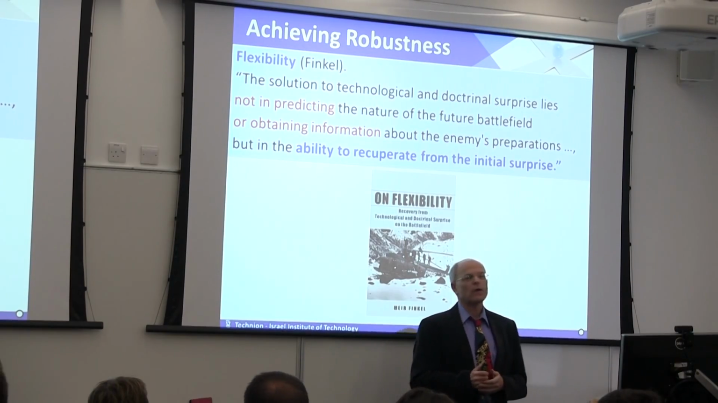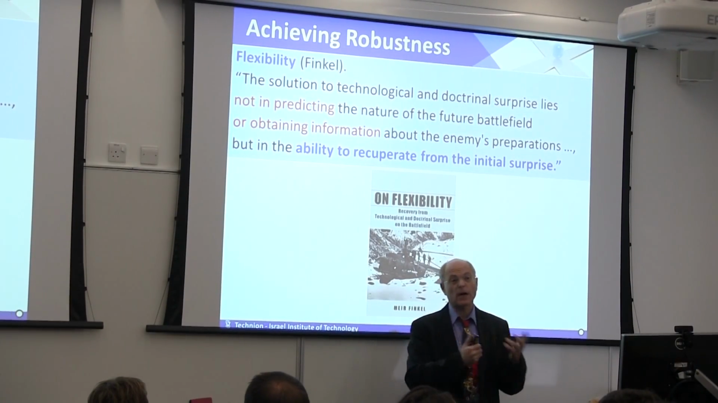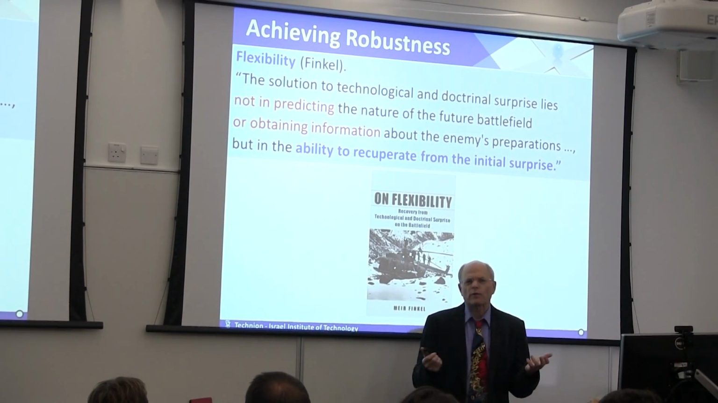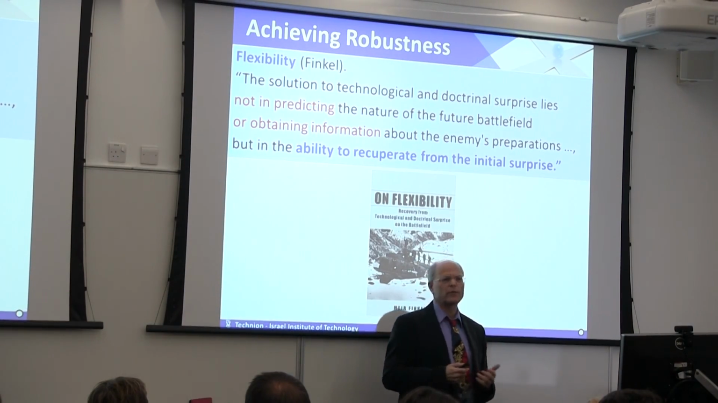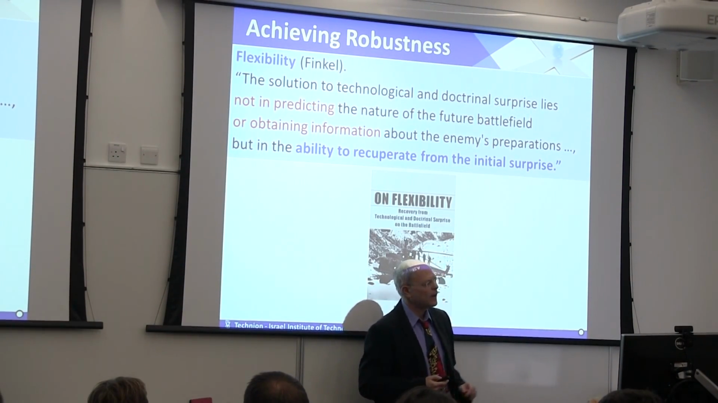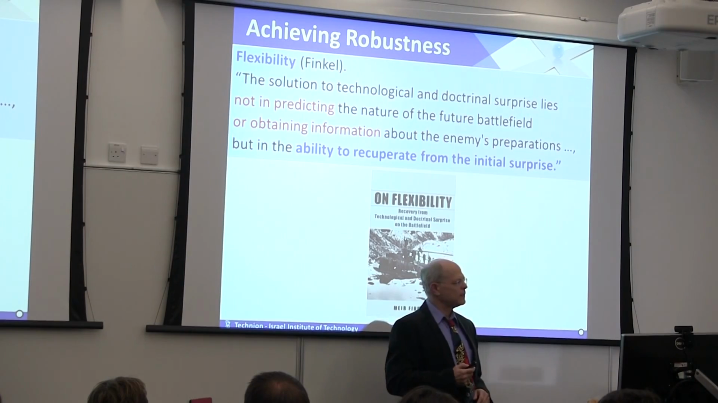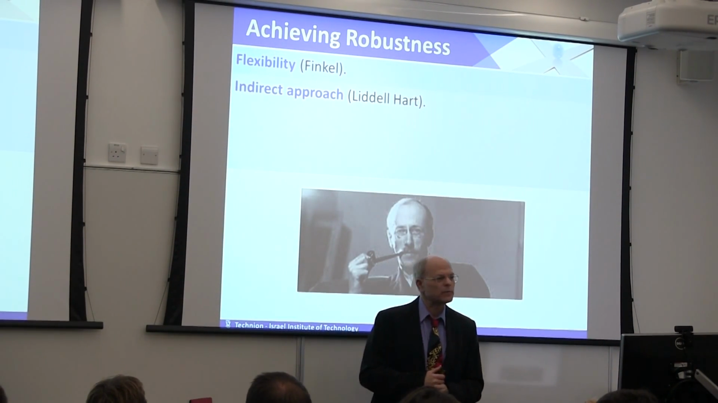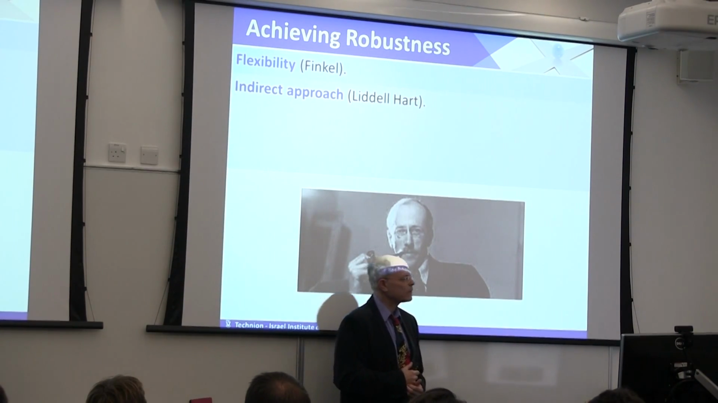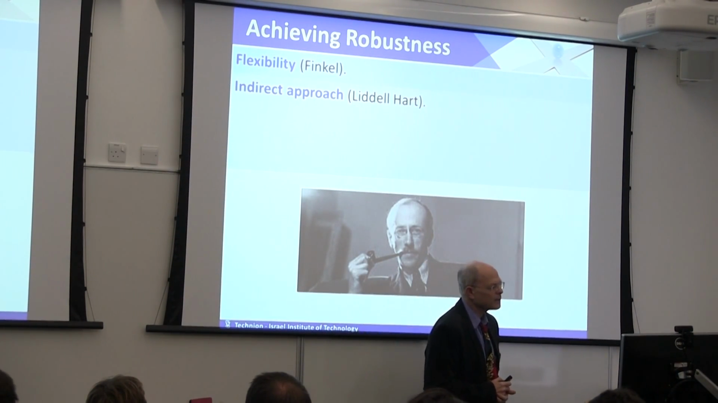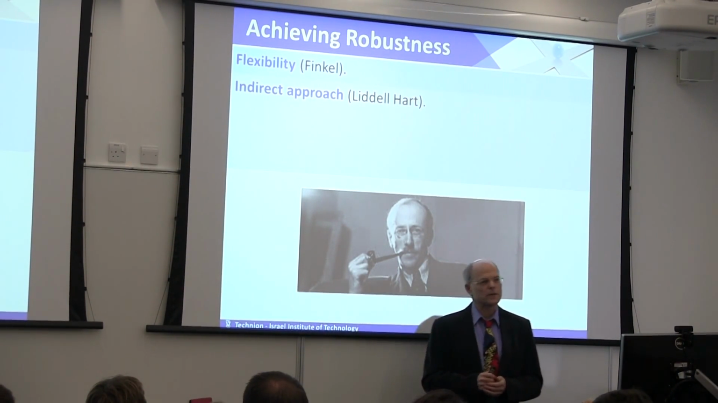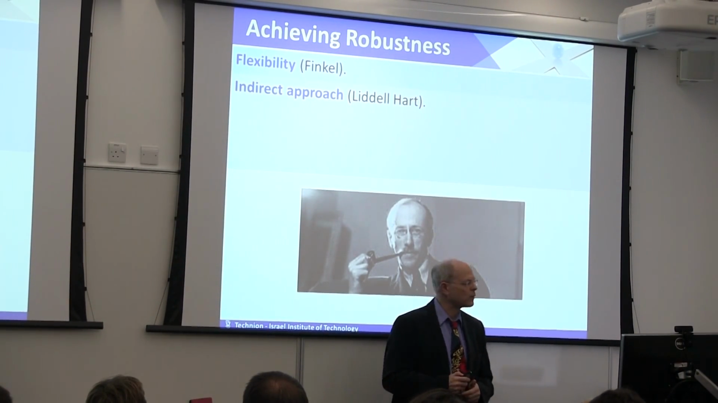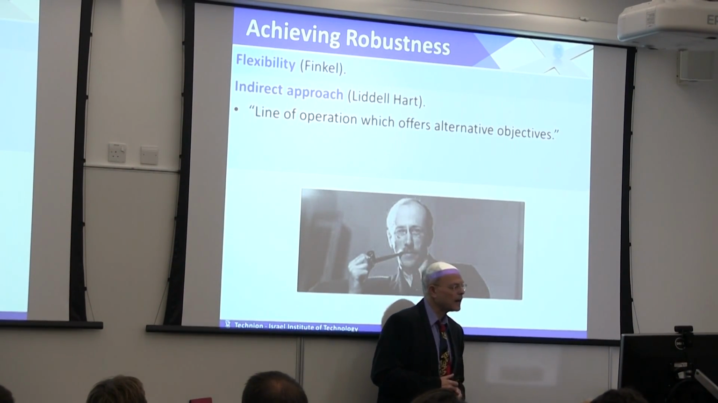His point is, what you need to optimize is your ability to recover from that surprise, of course, presuming you've got a goal in what you're trying to do. So that's his concept of flexibility. And let me augment that with a famous British strategist, Basil Hart, who developed what he called, between the two world wars, the indirect approach.